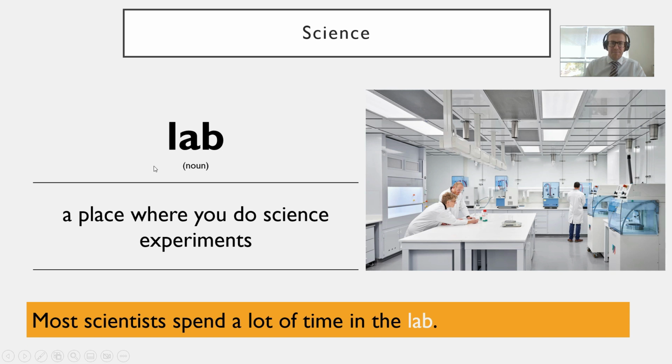Lab. A place where you do science experiments. For example, most scientists spend a lot of time in the lab. So here we have a picture of a lab. It's a room where we do it. Lab is actually short. It's very easy to spell, but it's a short word for laboratory, which is quite long.